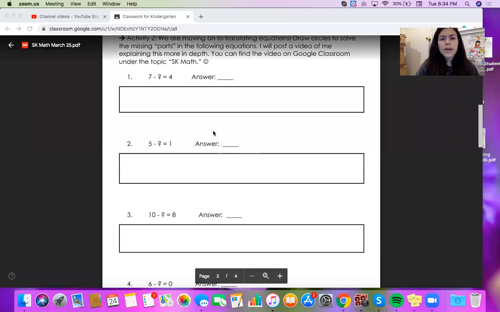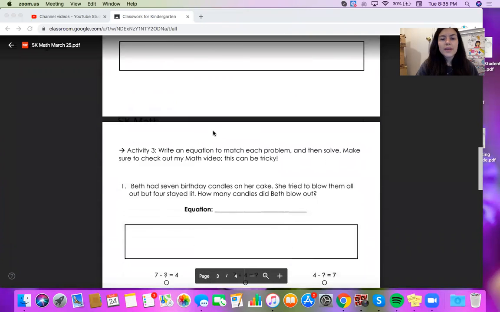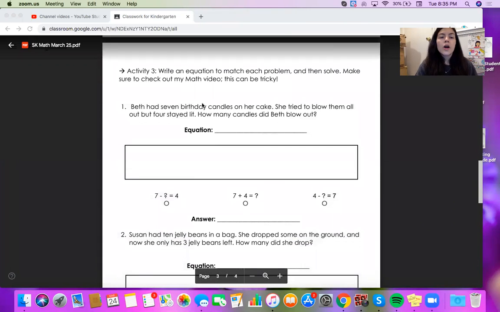Good. Now, it's pretty similar on the next page as well. On this page, it says, write an equation to match each problem, then solve it. Make sure to check out my math video. This can be tricky. All right, so let's go through the first problem together.